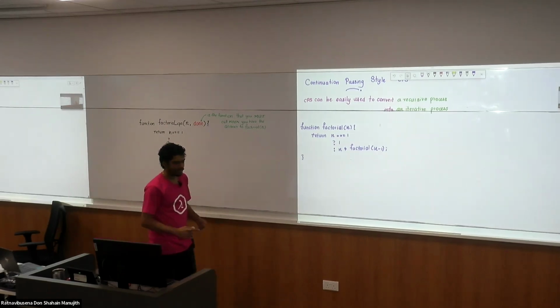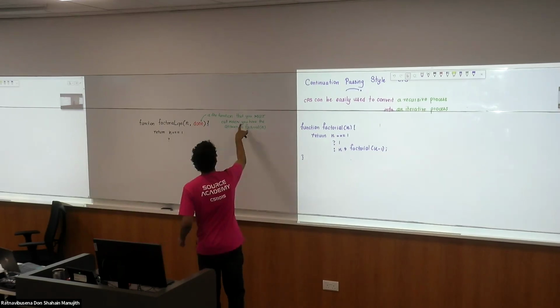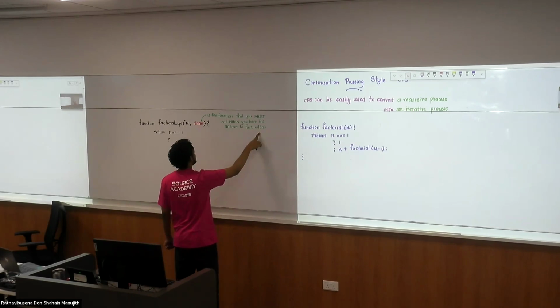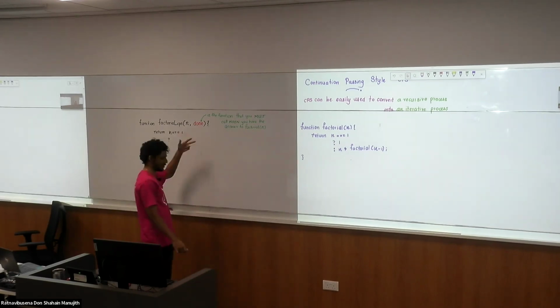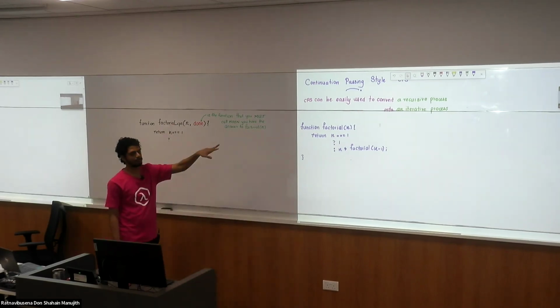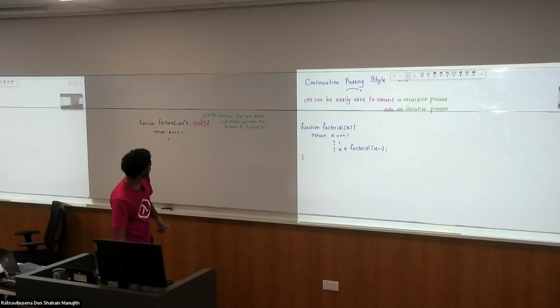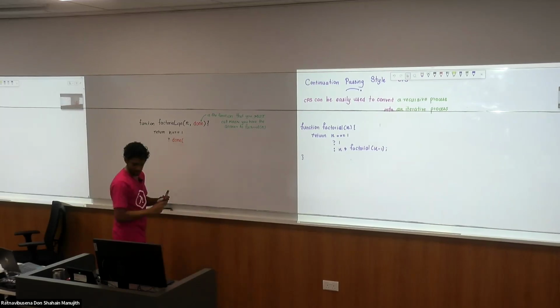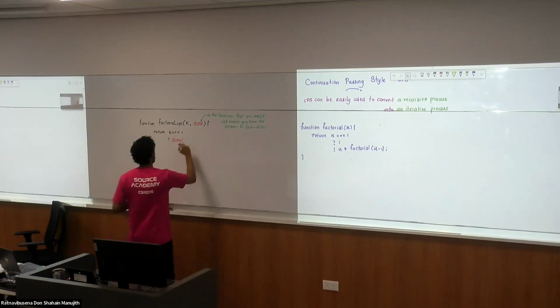Should I return 1? No, I must call done, because done is the function that you must call when you have the answer to factorial n. Because I have the answer to factorial n, because this is 1, I must call done with 1.